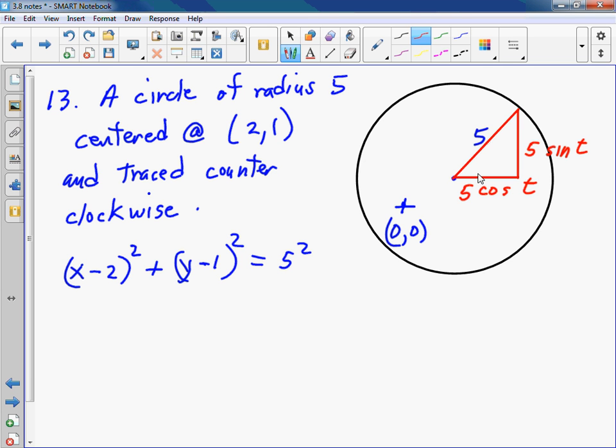So we can have x equals 5 cosine t. But remember, we started at 0, 0 here. So 5 cosine t plus 2, and y equals 5 cosine t plus 1. And that is a beautiful thing.